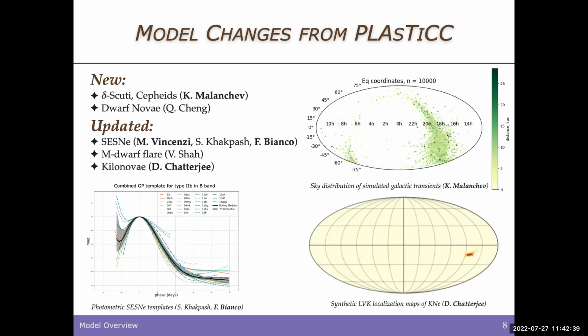And the images I'm showing here, bottom left, are the stripped envelope supernova photometric templates, which we're very grateful have been provided by Fed and a couple other people. And then on the right, you see a distribution of simulated galactic transients on the top, and then on the bottom, localization maps of kilonovae simulated by Deep Chatterjee, who is also attending remotely.